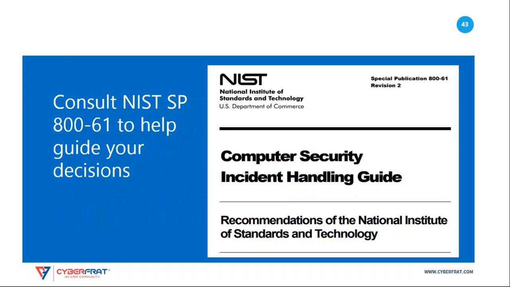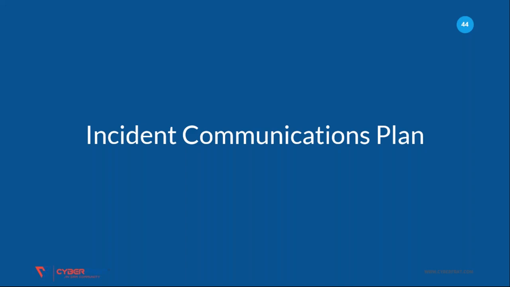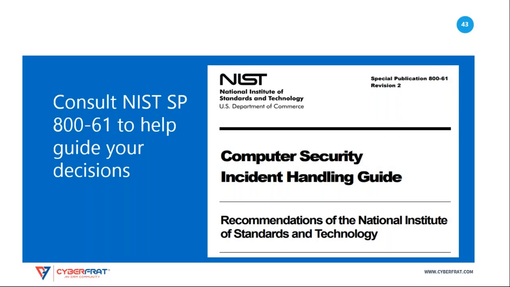Friends, as you develop your plan, you should definitely consult NIST Special Publication 800-61. This will help you. This is a guide which helps you in taking any decision. You can just search NIST Special Publication 800-61, you will get this. This PDF is widely available. I think in my upcoming slide, I have mentioned the link also. I forgot to mention it here, but you will be getting the link in my upcoming slides.